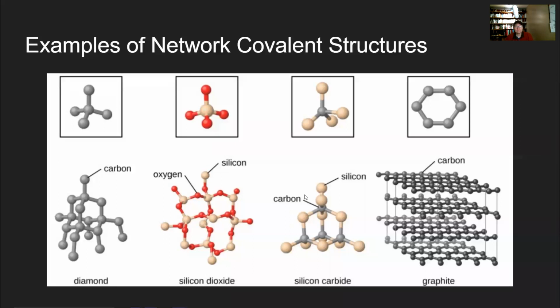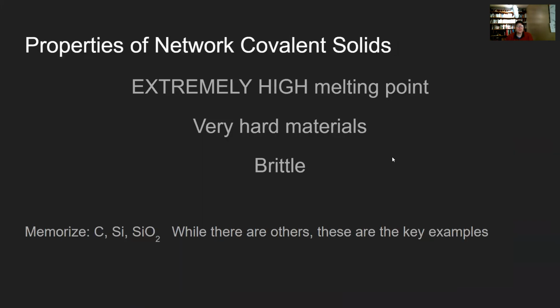All of these structures form very high melting point materials. They are generally hard materials, and it also means that they're going to be brittle. In other words, if you hit them, they will shatter. They don't just start to bend or fold.